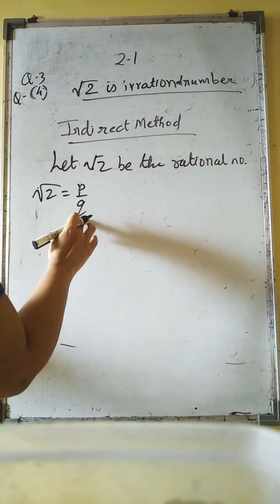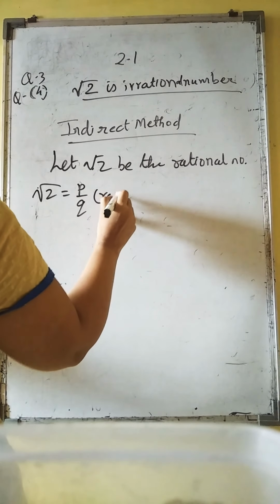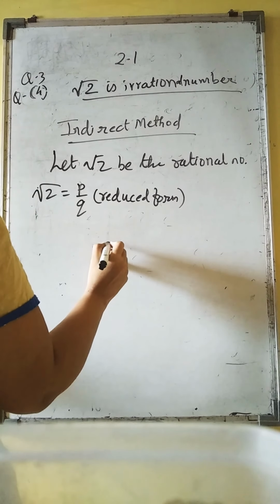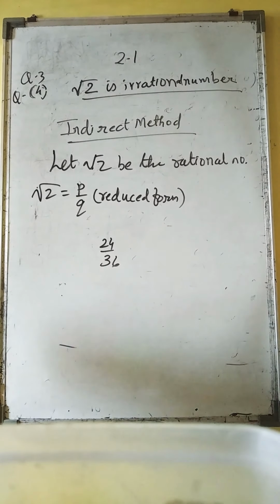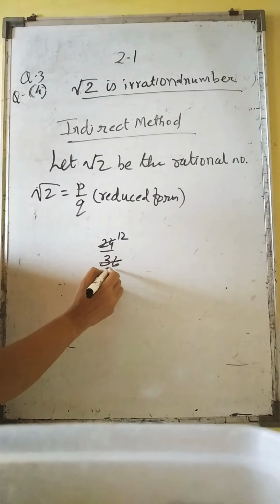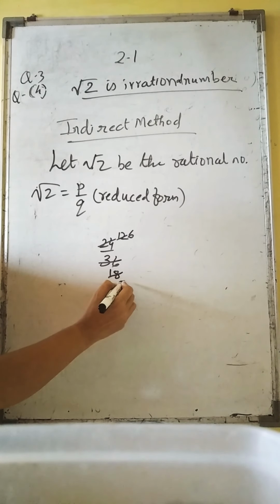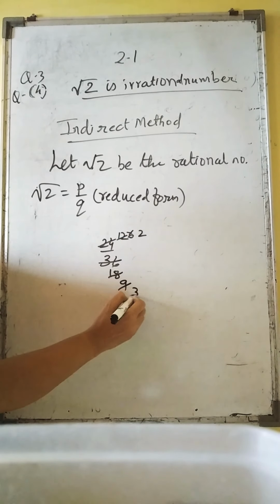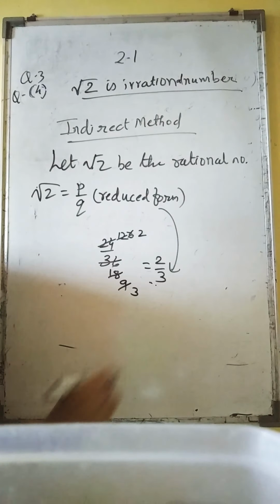Now children, here I am taking the reduced form. What do you mean by reduced form? See, when I am writing something as 24 upon 36, this is one fraction. Then I am cancelling divide by 2, 12. Divide by this 18. Again divide by 2, 6. Again divide by this 2, 9. Divide by 3, 2. Divide by 3, 3. So answer finally is 2 upon 3. This is called as the reduced form.